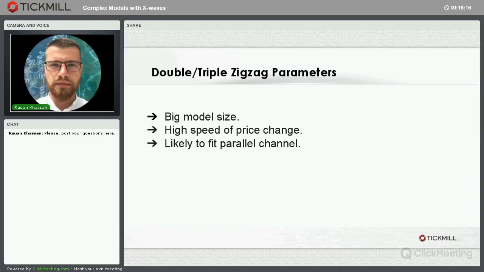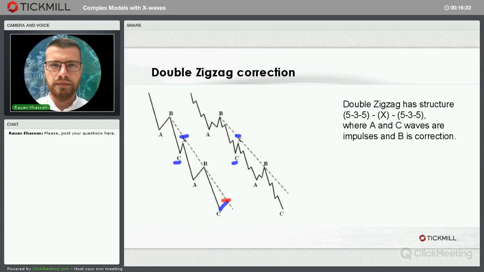And the third idea is that zigzags are likely to fit a parallel channel. So if you are familiar with technical figures and you are used to building them on the chart, which is very welcome from our side, I strongly recommend you look once again at the price channels that have been built in recent time. Probably you would be able to identify in one of these channels double or triple zigzag corrections.